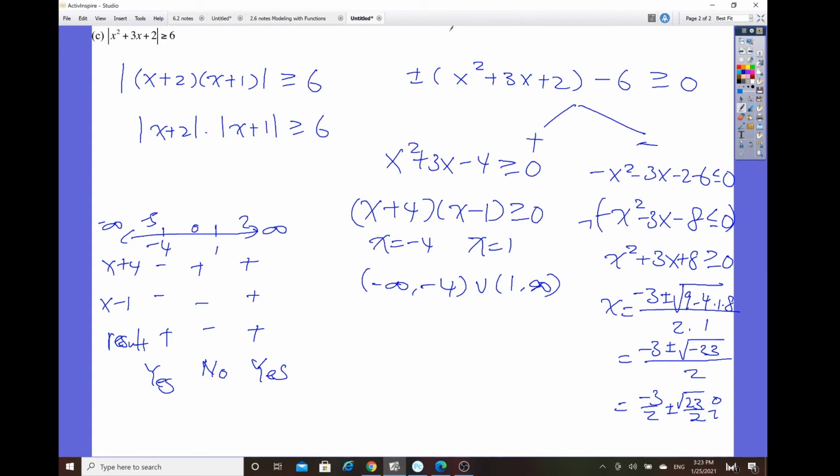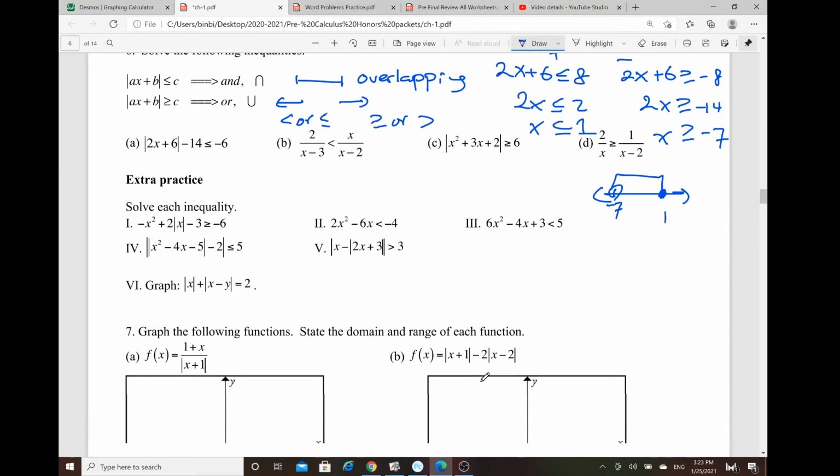Okay, so now let's see what else we have for another problem like this. Again, if you see the absolute value, that means you need to undo the absolute value, making sure that it's positive and negative. So we do have two possible inequalities. The rest of this is for practice. And this one here, number 6, is kind of interesting.